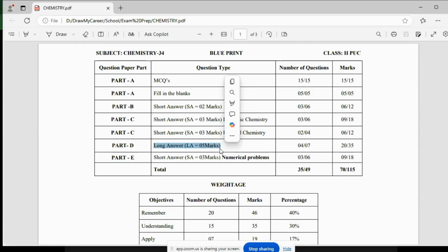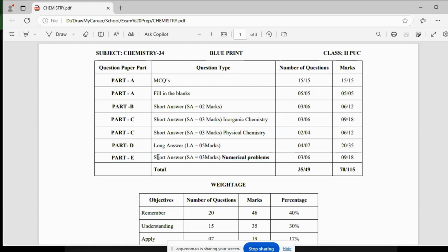Okay, now coming to part E. Part E is purely numerical. Each numerical has a weightage of 3 marks. There will be 6 questions. You have to answer 3. Now, the 6 questions are all numericals from the physical chemistry chapters.